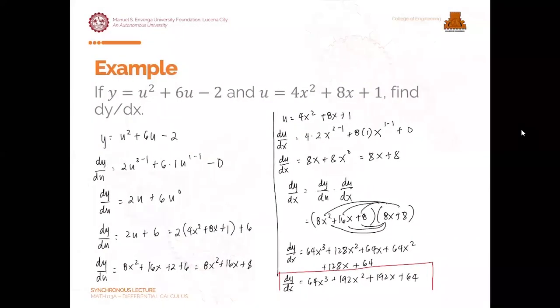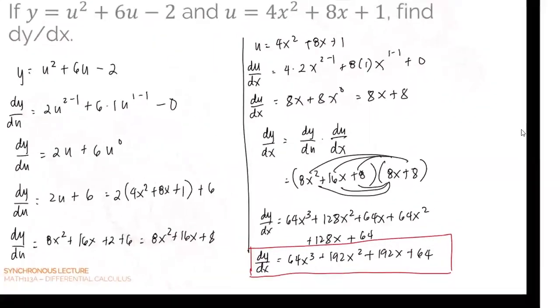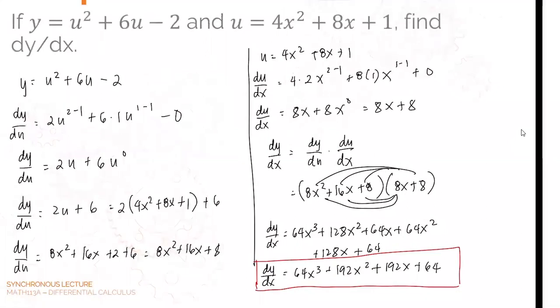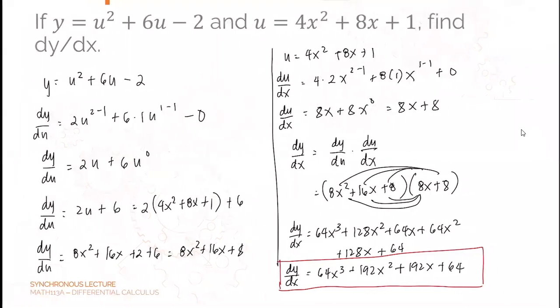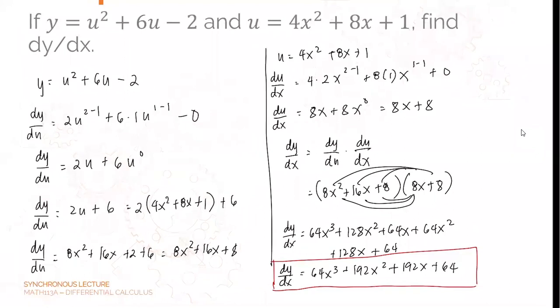Sir, iba po lumabas sa akin. Bakit iba po lumabas? 64 times x plus 1 cubed po sagot ko. Wait, check ko yung sign ko. No? Negative. Mhm.